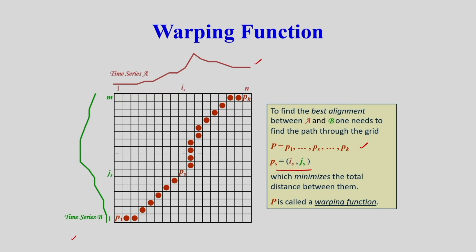What is the best path? The best path minimizes the total distance between the two sequences, one is the time series A and another one is the time series B, and P is called the warping function. In this figure you can see I have shown the warping function P1, P2, P3 like this. In the case of gesture recognition, as I have already mentioned, I have to compare the test trajectory and the template trajectory. Suppose I am considering the DTW algorithm.